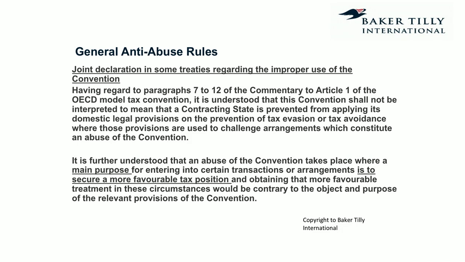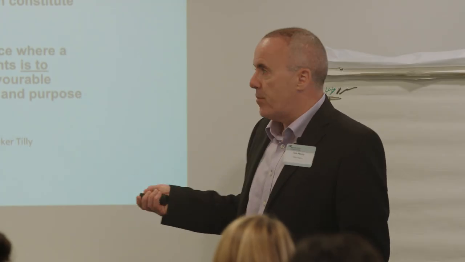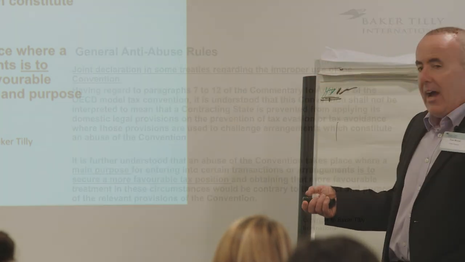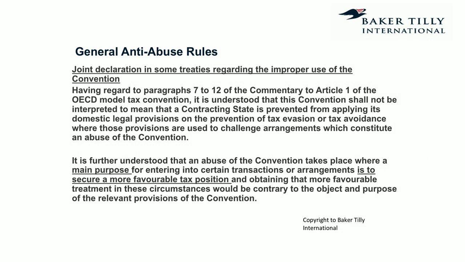And if either member state thinks it's being used in a way that is counter to that objective, contrary to that objective, then they can introduce their own provisions to counter that. And this is also what can be going into the preamble or into the definition parts of a double tax treaty.